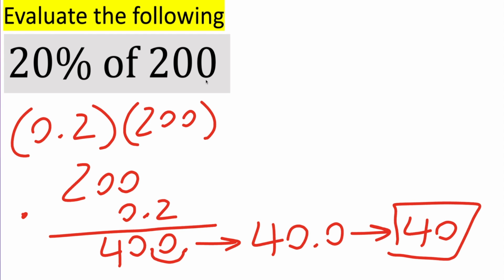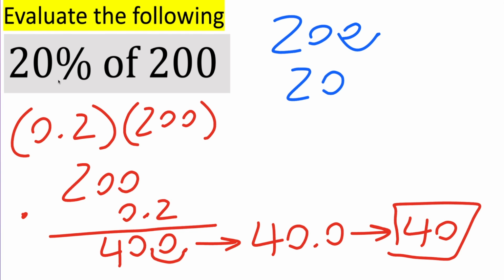But I'm going to show you another method that you can do mentally. Let's say instead of 20%, the problem was 10%. 10% of 200, all you have to do is go 1 to the left, so that would be 20. But we want 20%, not 10%. So 10% of 200 is 20, and we want 20%, which is double. Double means times 2, so it would be 40. That's another way of doing it, where you do it mentally.